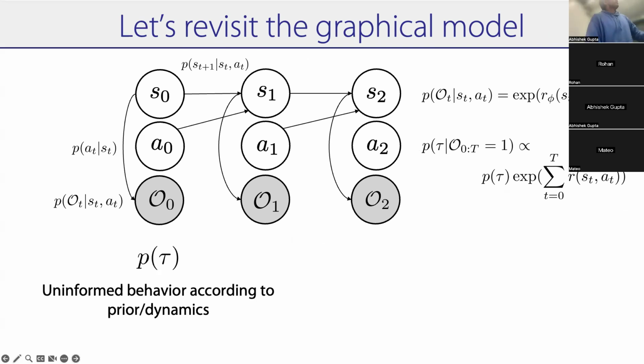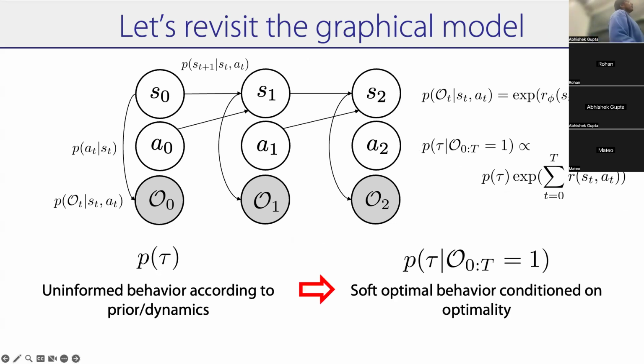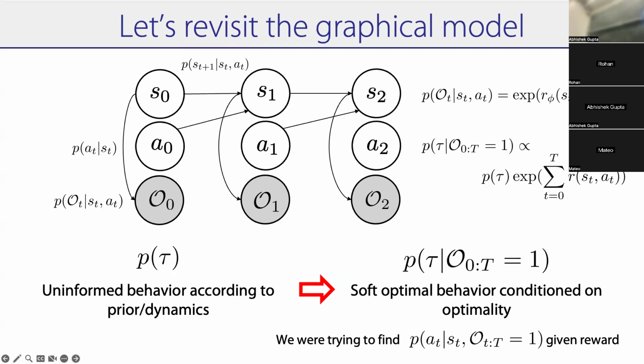And so we say that P of tau is our prior behavior, which is uninformed, right? It's not trying to be optimal. Then we're trying to go from that to our posterior, which is P of tau given optimality, which is saying what is the behavior that is likely, conditioned on being optimal, right? And we said that that is proportional to the exponential of the sum of rewards. So what we were trying to do in soft RL, or maximum entropy RL, was that we knew R and we were trying to do the posterior inference problem. In inverse RL, we're going to say we don't know R. We know that we're sampling things from the optimal posterior, and we're going to try and find the R that best explains the data from the posterior.